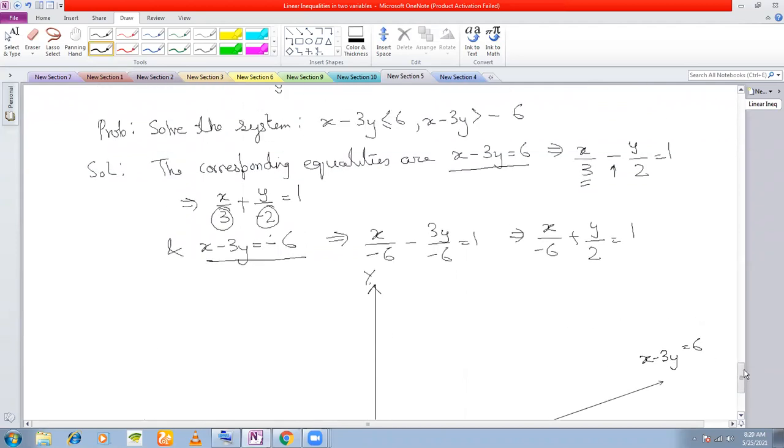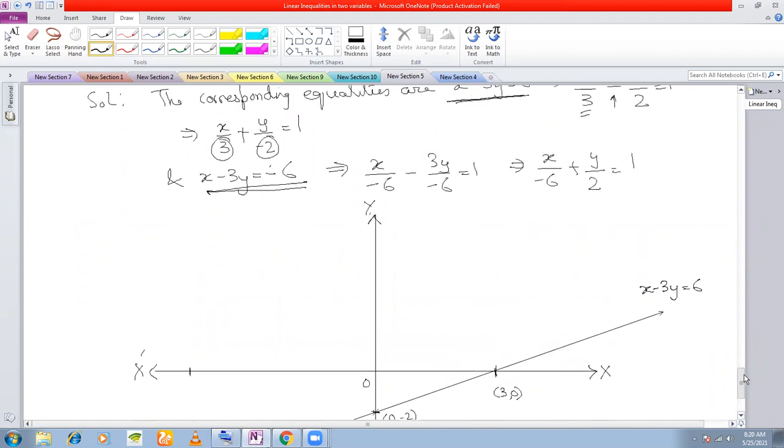Can you say, are these two straight lines parallel? This one and this one? Yes, sir, because if you see, the x coefficients are equal and also the y coefficients are equal. So here we have minus 6, 0.